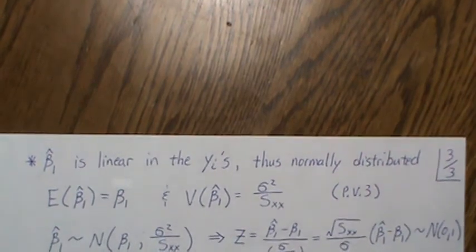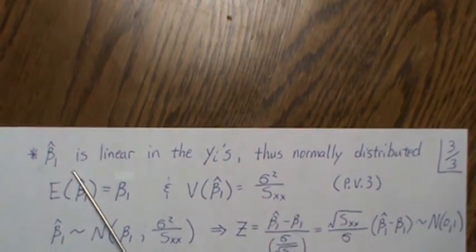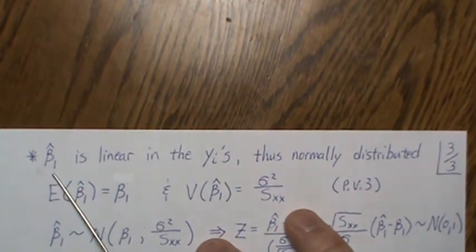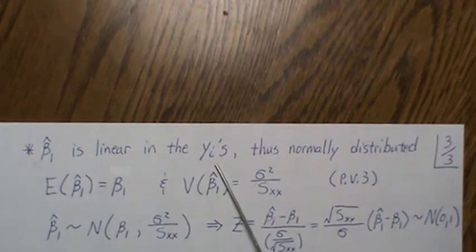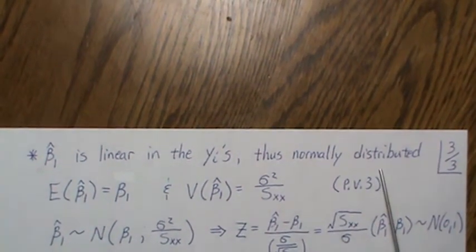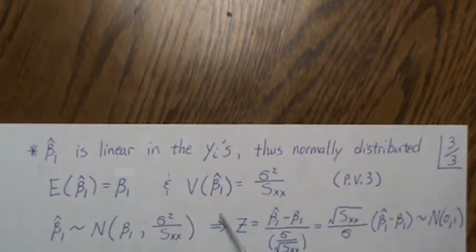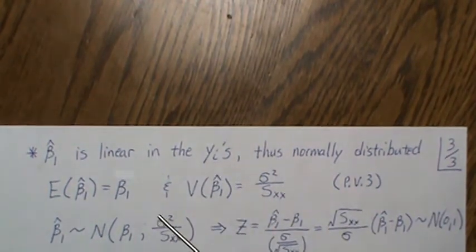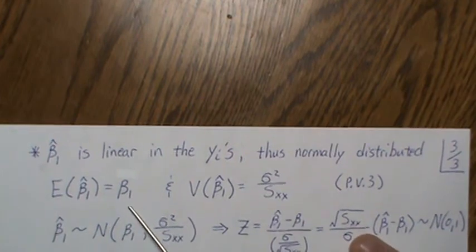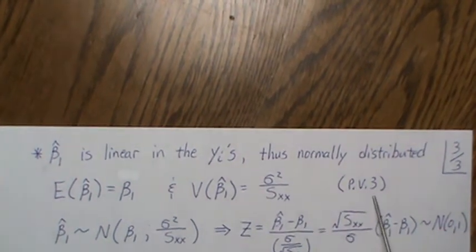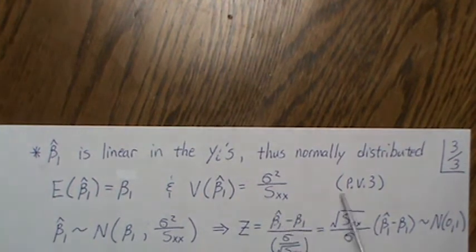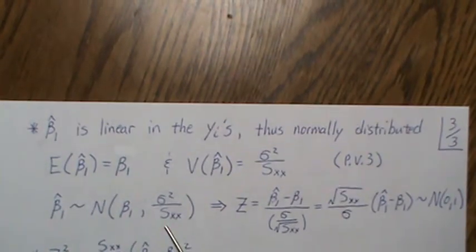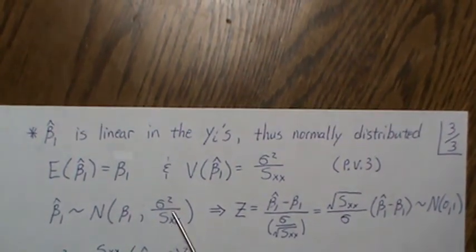Now the last page here, we can start talking about the main result. So in previous video number 3 in the list, we determined that the beta 1 hat, the least squares estimate for beta 1, is linear in the y's, thus normally distributed, right? Because we're saying the y's are normally distributed, and it's a linear combination of independent normal random variables, so itself is normal. So the expected value is beta 1, we showed in PV3. The variance was this. So beta 1 hat is normally distributed with beta 1 mean and sigma squared over SXX for the variance.